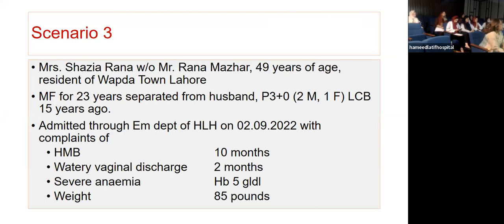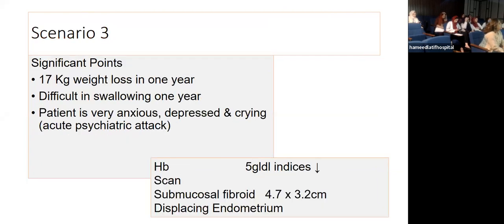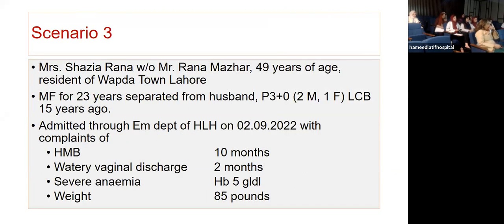Just the lesson. Okay. The next scenario, Mrs. Shazia Rana, 49, added 23 years, separated, para 3+0. Last child born 15 years of age. In which कोई और आने पड़ेगा, मेरा गला हो रहा है.